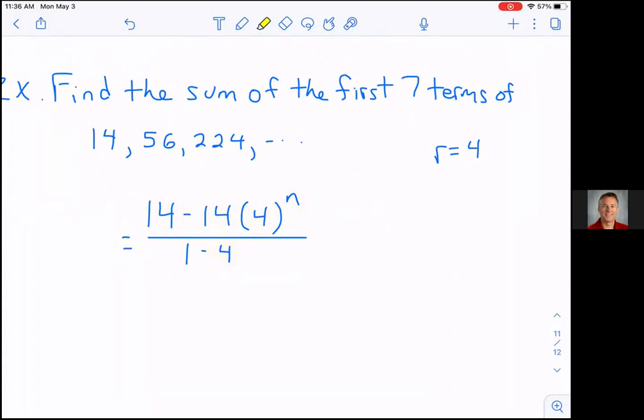And now that's going to be a calculator. I just plug it in, and we're done. So 14 minus 14 times 4 to the n. Well, what is n in this case? How many terms are we talking about? Come on, help me out here. We're looking at the problem. How many terms are we going to add up? 7, right? Good. So our n value is 7.